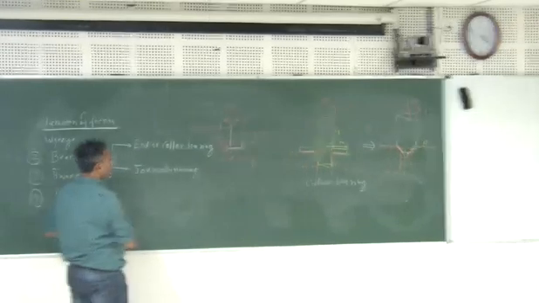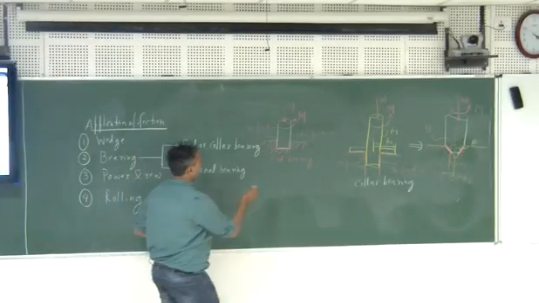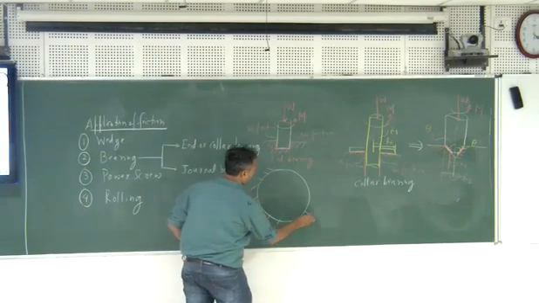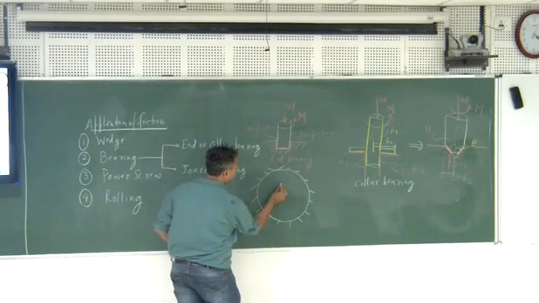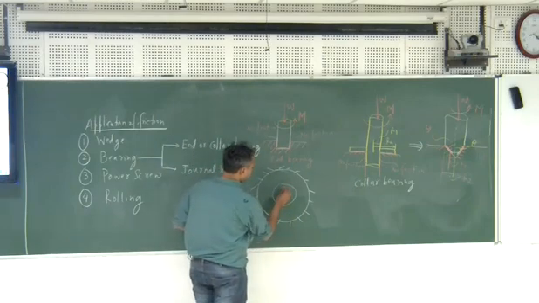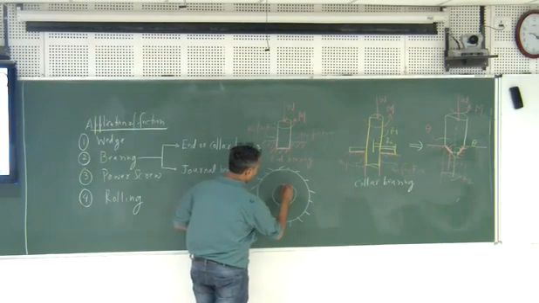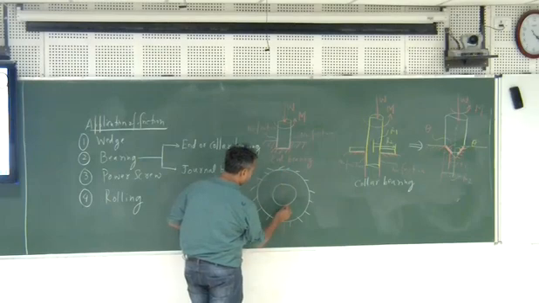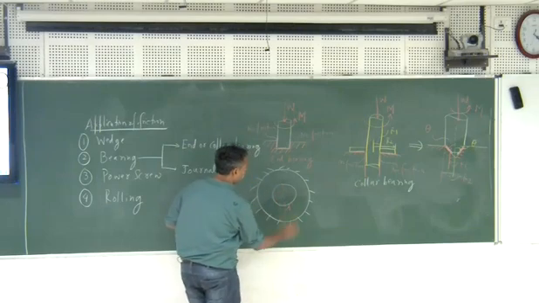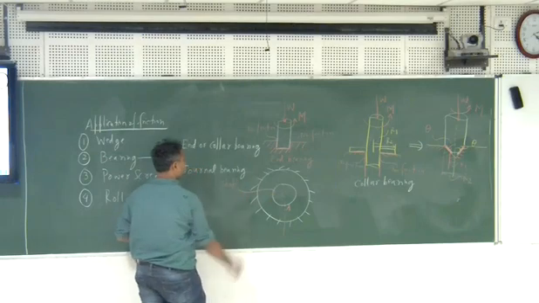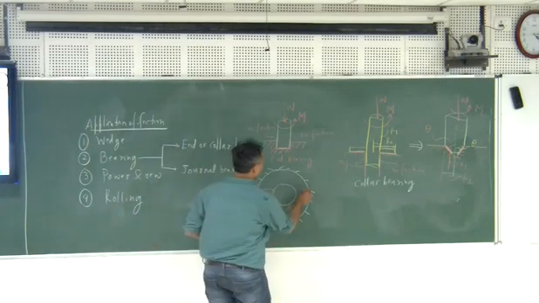Now there is another example which is called the journal bearing, in which the outer casing is fixed and inside you will have a shaft which is rotating. Let us say your shaft is rotating in this direction. The ideal condition of your shaft, this dotted point is your shaft, and this is your bearing.